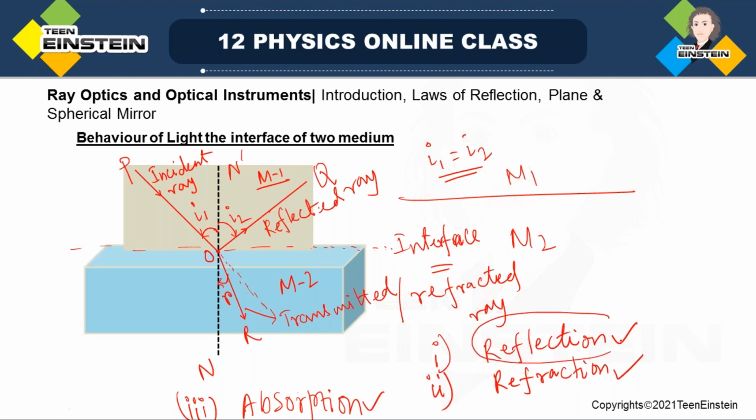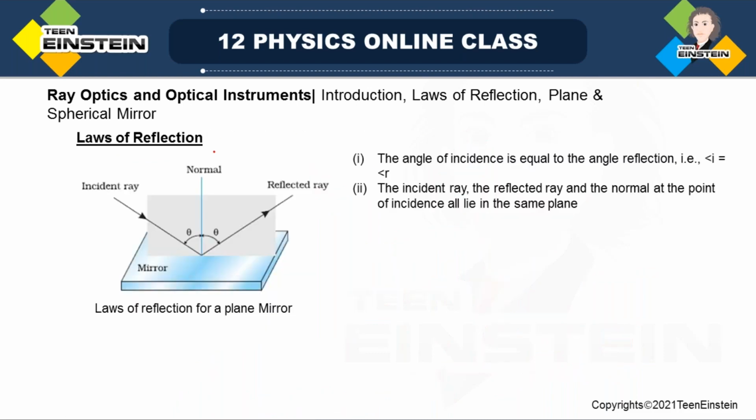Okay, so now we'll go to see the reflection. First we will take up the reflection. We will not confine our discussion of reflection only to the plane mirror, but we'll go to the spherical mirror, and we'll see how images are formed. Okay, there are many things to learn over there. So first of all, let us see what are the laws of reflection.